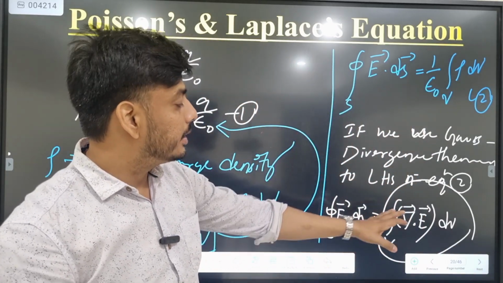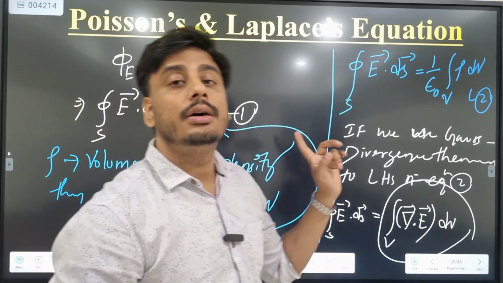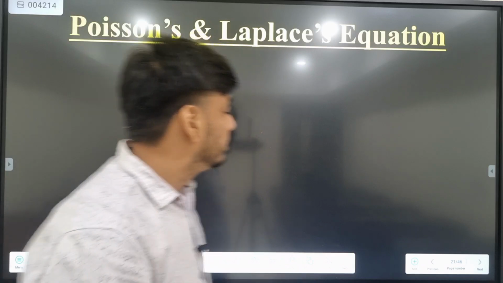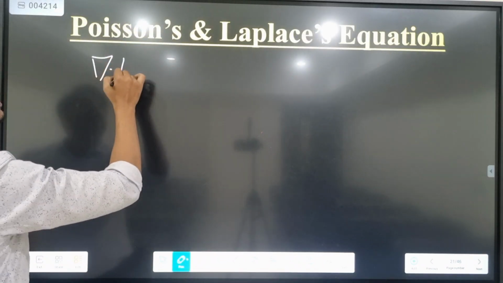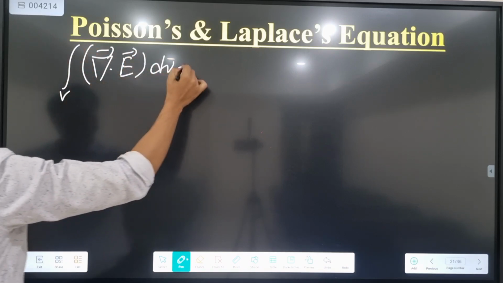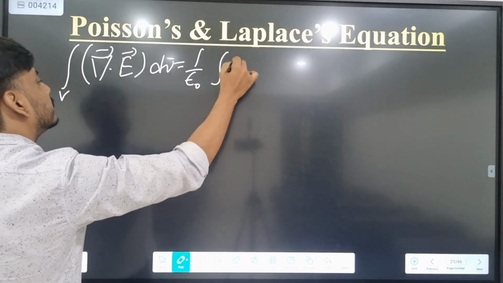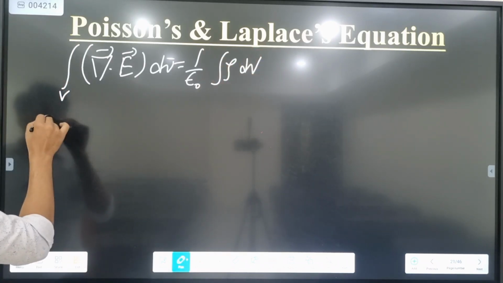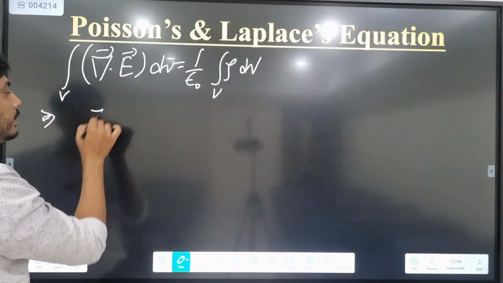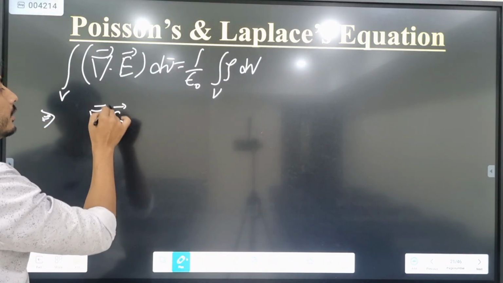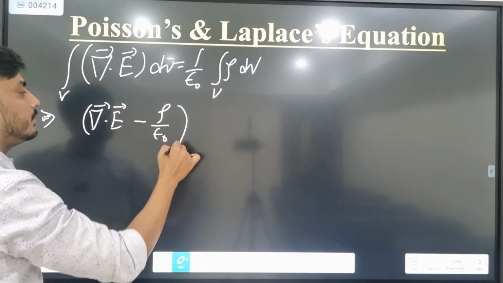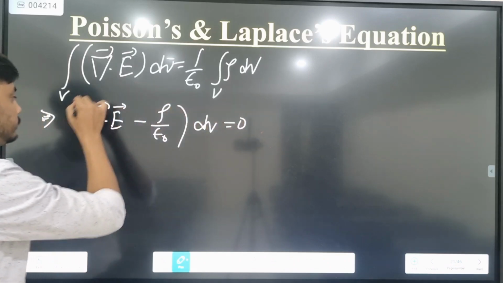Clear up to this? Otherwise you can see the Gauss divergence theorem we are using here. So in the next page we will have the integration over v of del dot E dv equal to 1 by epsilon naught times the integration of rho dv. Again, we can see both sides have integration over v. If we take it to the left hand side, we can write the integral of del dot E minus rho by epsilon naught dv equal to 0.